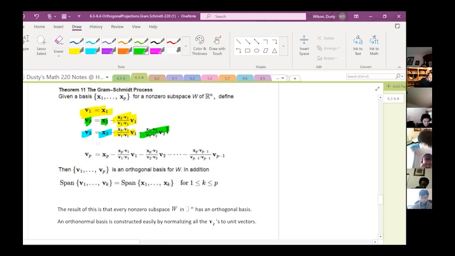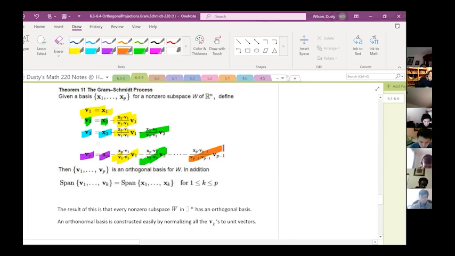And you're going to keep on going, where your VP would be XP, and then you'll subtract out the part that's in line with the yellow one, and then you'll subtract out the part that's in line with the green one, and then you'll keep on going and subtract out the part that's in line with the orange one. You'll keep subtracting out all of the bad parts until you're just left with the part that is perpendicular to all those other vectors. So this gives you V1 to VP as an orthogonal basis for W, where the spans are the same.